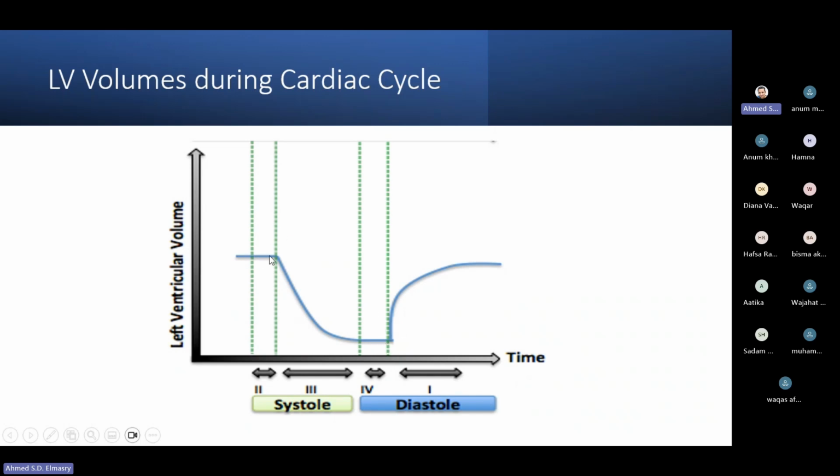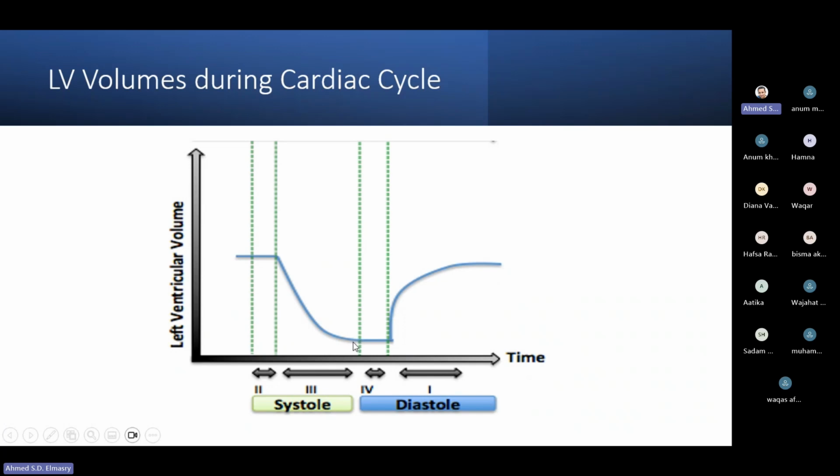So in the isovolumetric contraction and the isovolumetric relaxation phases, there is no change in the volume. But in the systolic ejection phase, you will notice that the volume inside the left ventricle will markedly drop till it reaches here at the end of the systole, which is called the end systolic volume. In the beginning of the diastolic filling phase, the left ventricle volume will start to increase till it reaches the maximum here, which is the end diastolic volume, the biggest amount of blood inside the left ventricle at the end of the diastole.